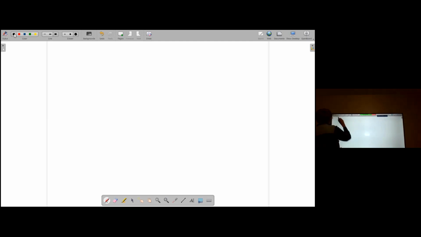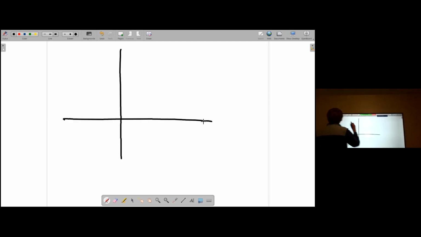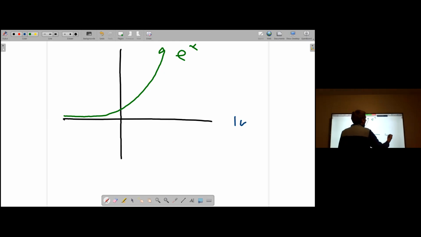So let me throw some axes on here. So e to the x looks something like this. Of course, it's famous for blowing up very quickly. And natural log is defined to be its inverse. These two functions are inverses.